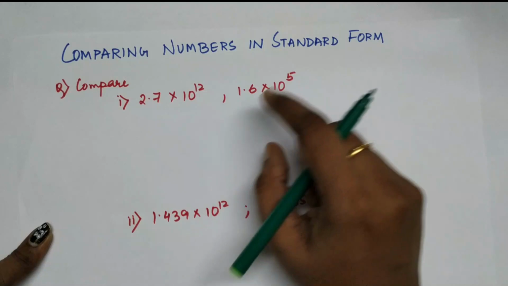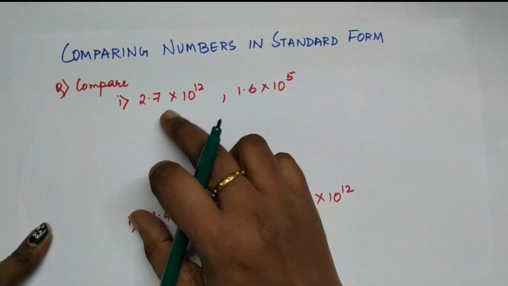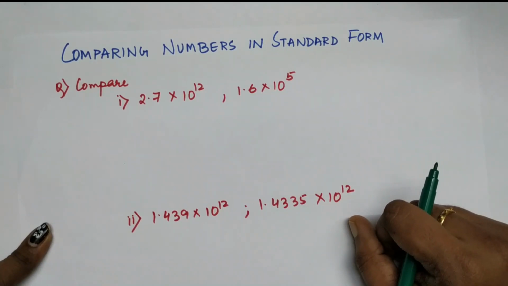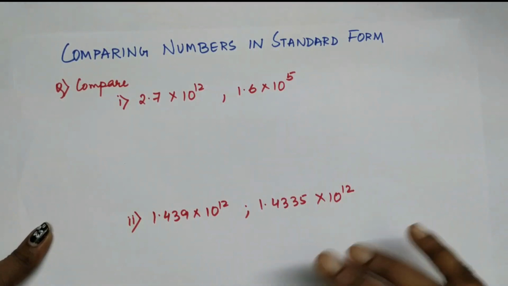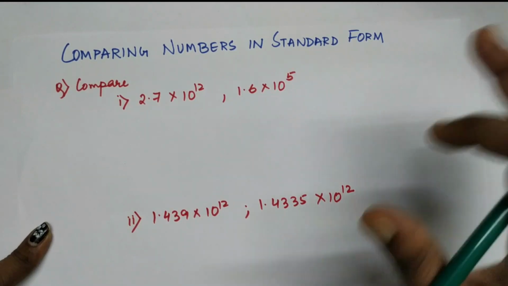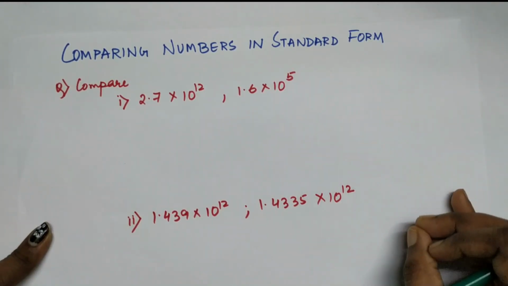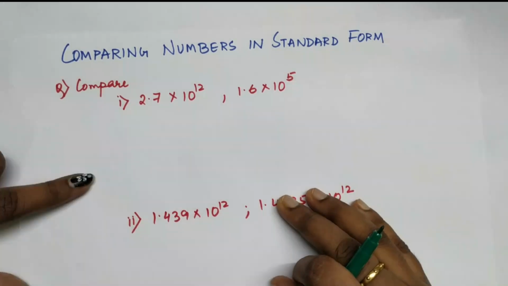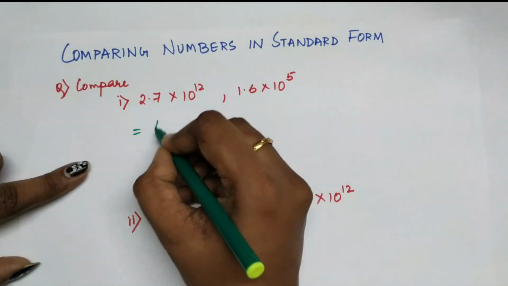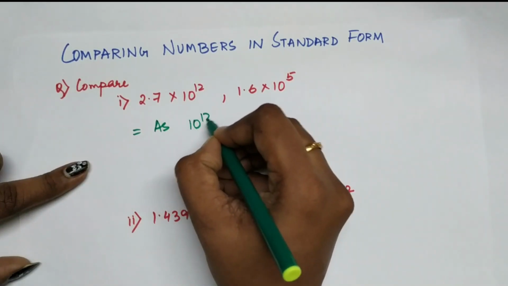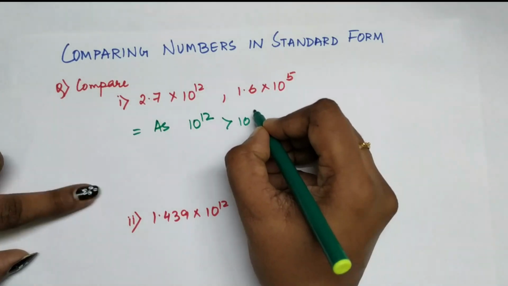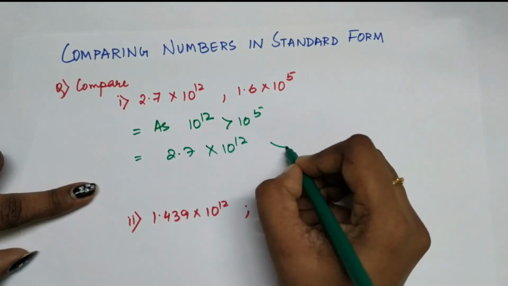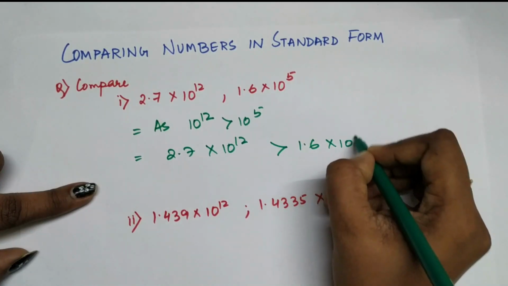Here 10 to the power 12 and here 10 to the power 5. So obviously 10 to the power 12 means more zeros will be added and the number will be larger. So you can directly compare the powers of 10 and tell which number is equal or greater. So here obviously as 10 to the power 12 is greater than 10 to the power 5, therefore 2.75 into 10 to the power 12 is greater than 1.6 into 10 to the power 5.